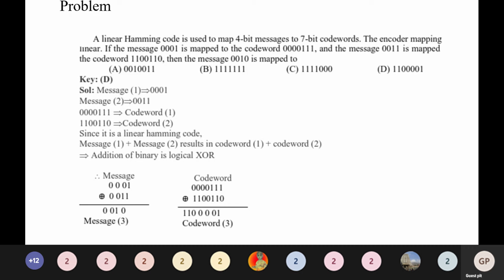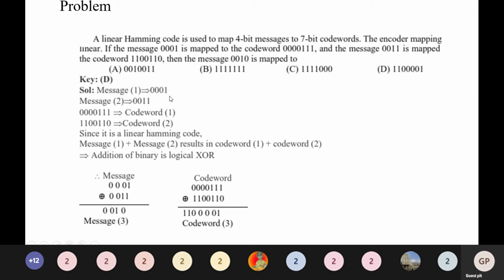So the message is given as 0011. So we have the following messages: 0001 and 0011. So the message is 0001 and the message you have is 0011.